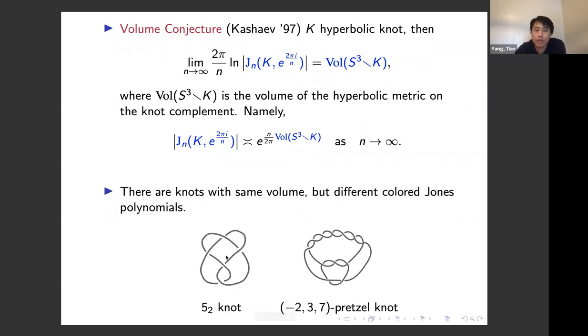For example, here, these two knots: on the left, we have the so-called 5-2 knot, and on the right, we have the negative 2-3-7 pretzel knot. They are two different knots, but they have the same volume, and they have different colored Jones polynomials. So colored Jones polynomials contain more information than the volume. Now the question is, what is the extra information?